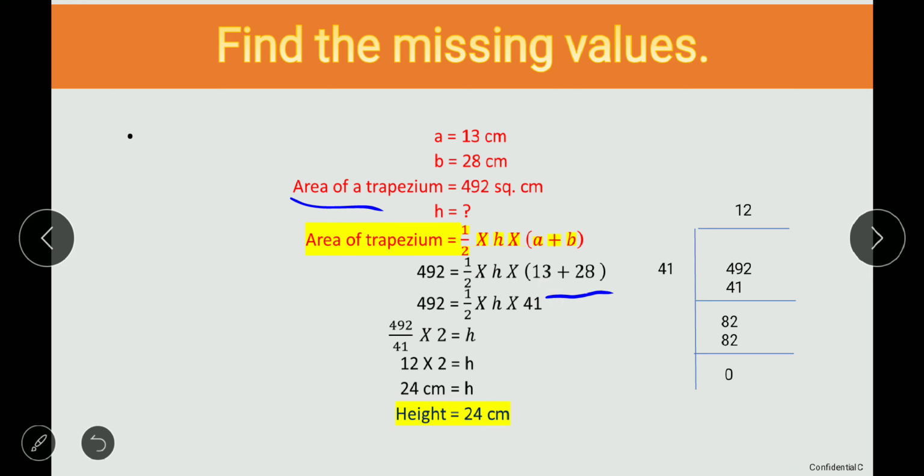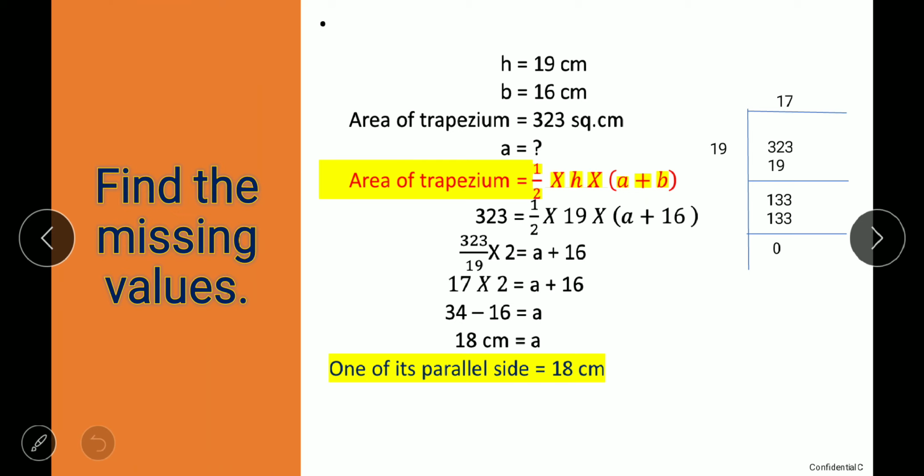Either you can cancel the 2 and 14 here itself, or if not, take it to that side. So all the opposite: multiplication goes division, division goes multiplication. Then you can cancel 41 and 492. It goes 12 times. So 12 into 2, it is 24. The height is 24 centimeter. This is how you can find the missing value, the height.